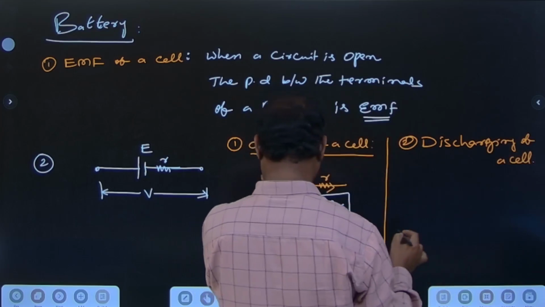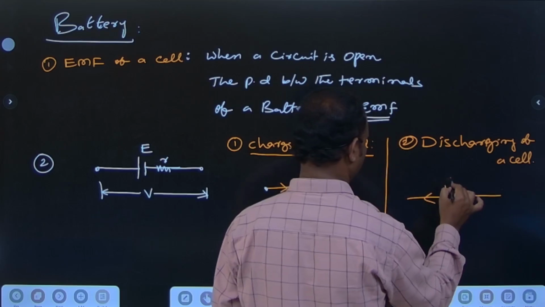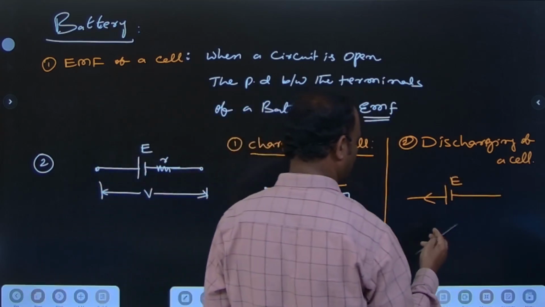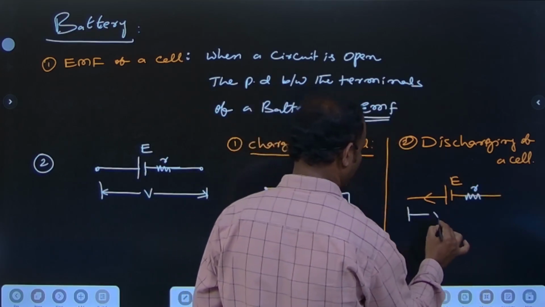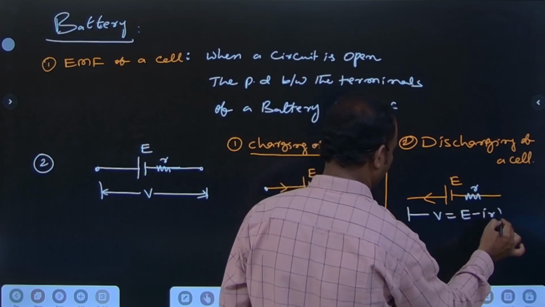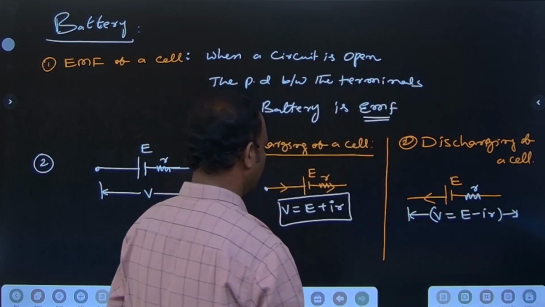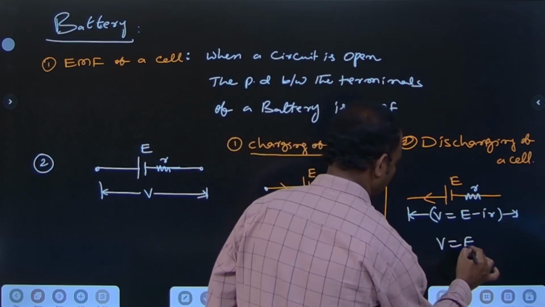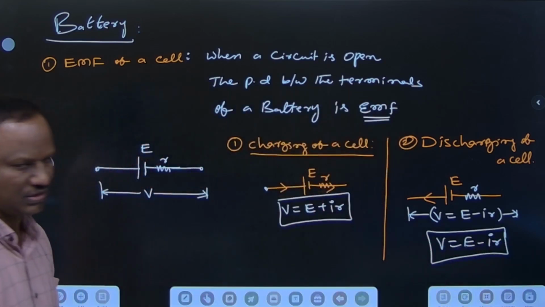So for the discharging of a cell, the current is flowing out. Its internal resistance is a small letter r. The potential difference V is equal to E minus Ir. So this is the condition. If it is charging, V is equal to E plus Ir. Discharging means V is equal to E minus Ir. So Ir is the potential drop.